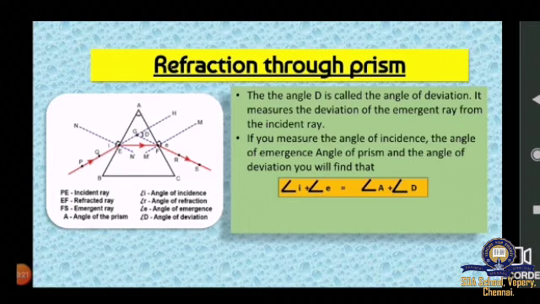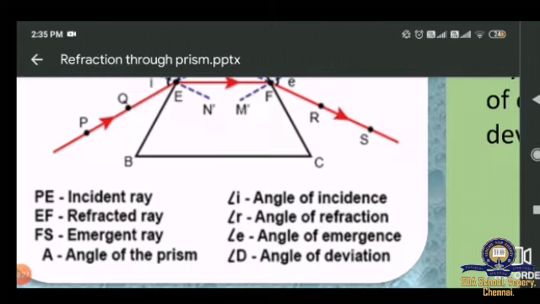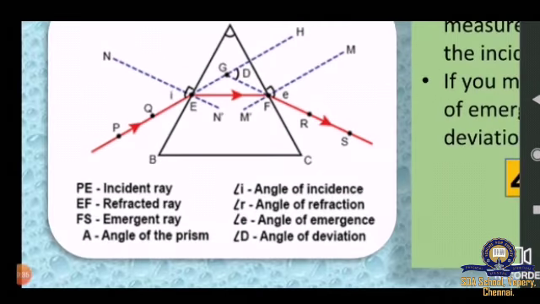Are you able to name the terms related to refraction? Here, where is the incident ray? PE is the incident ray. Where is the refracted ray? EF is the refracted ray. FS is the emergent ray. The ray which is coming out through the prism is the emergent ray.